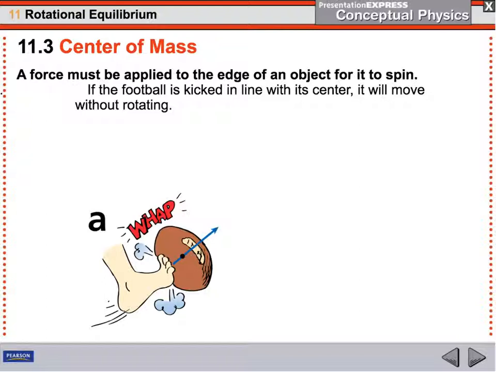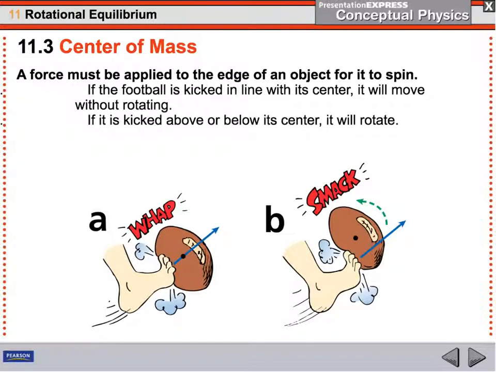If the football is kicked in line with its center, it will move without rotating. If it is kicked above or below its center, it will rotate. You see in the first one, we have the straight line. If it moves off, he's kicking lower on the ball, so it will have rotation.